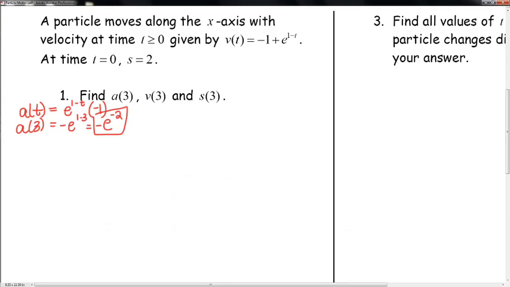Now if I want to find my velocity at 3, I can just plug in the formula they gave me, which is negative 1 plus e to the 1 minus 3. So that's going to give me negative 1 plus e to the negative 2, or I could write this as negative 1 plus 1 over e squared. For our position function, we need to take our antiderivative. So if I want to find s of 3, I need to do my starting point plus my displacement.